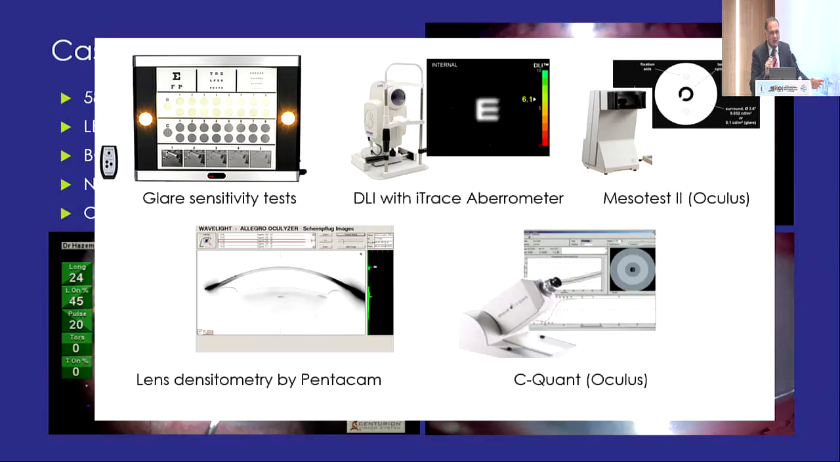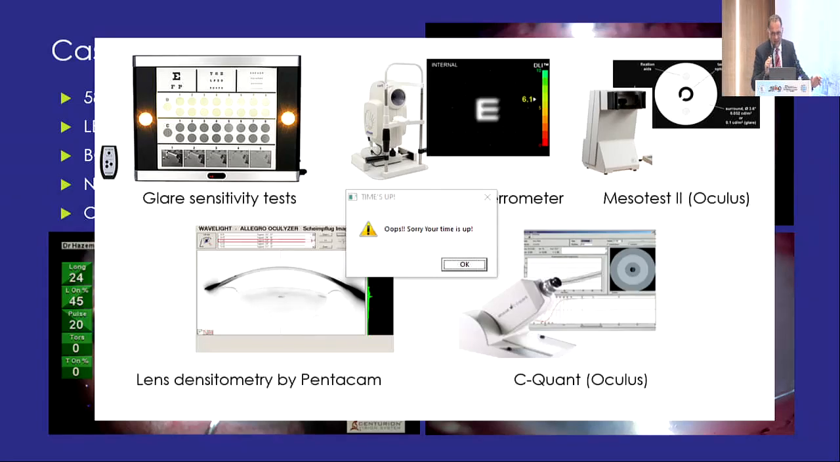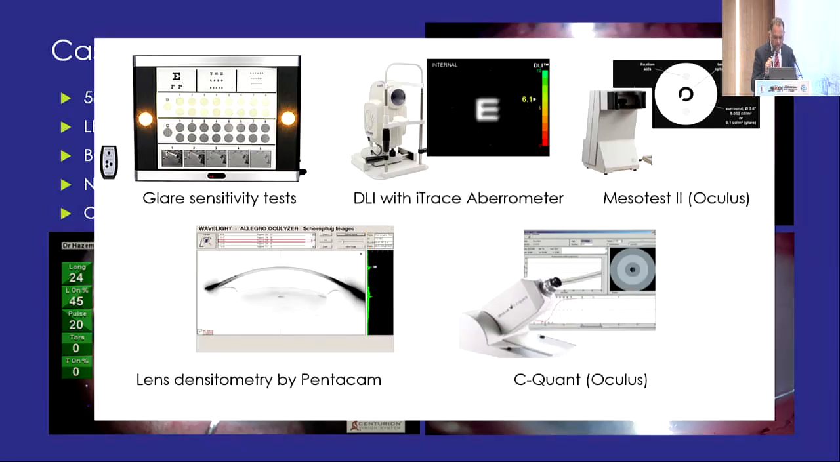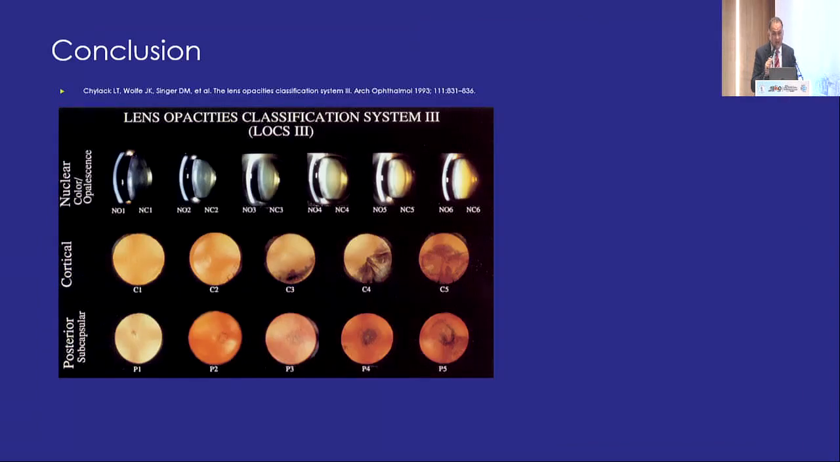And then, of course, if you don't have any of these, then we need to check the contrast sensitivity. If we have the equipment for glare sensitivity, it's good to do. And all of us have the Pentacam. We can also look at some opacity objectively. But again, it's looking at an opacity. It's not the patient who is seeing something.